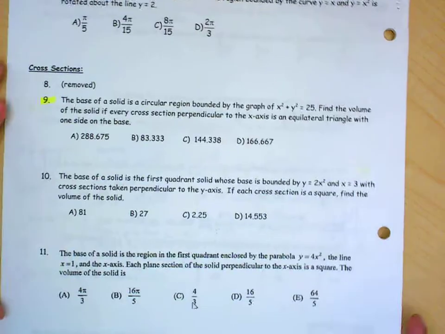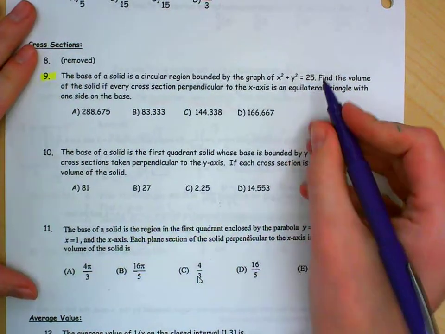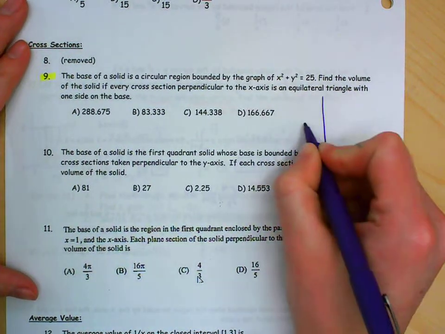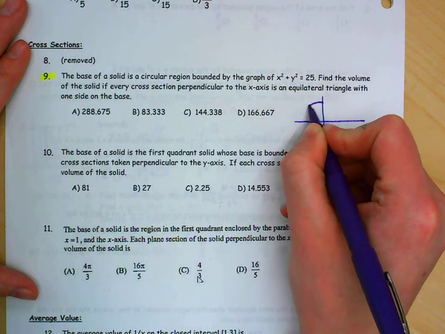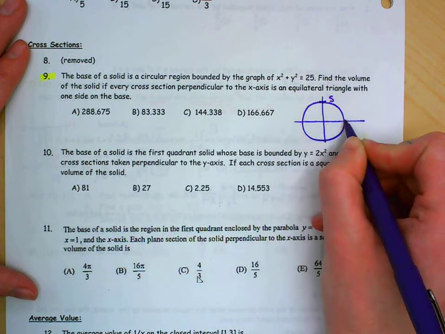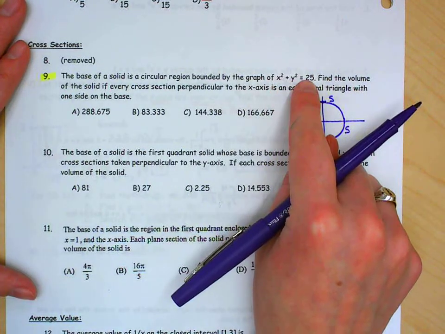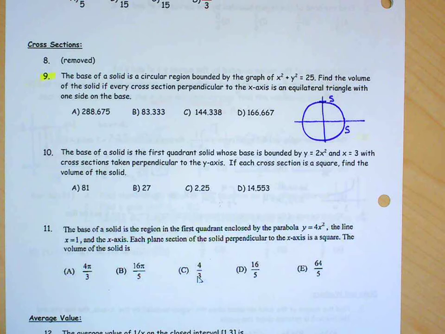Okay, we've got one more to do together real fast, and that's number 9 on the back. This was the multiple choice on cross sections. Hopefully I can squeeze this picture in. It says the base of a solid is a circular region bounded by the graph of x squared plus y squared equals 25. Well, we've done a lot of these now, and I hope you're remembering that this is the equation of a circle, specifically with a radius of 5, because that is the square root of 25, because the equation is x squared plus y squared equals r squared. So the radius squared is 25, the radius is 5.